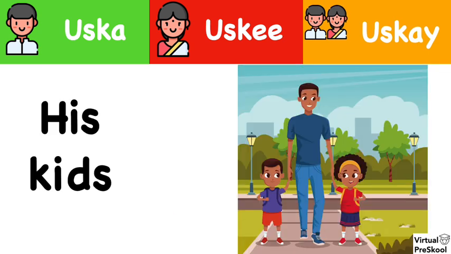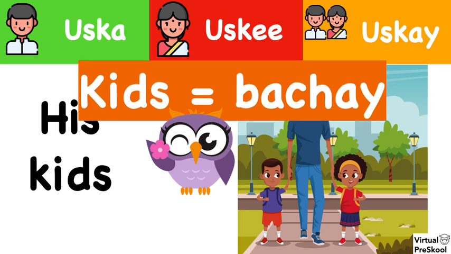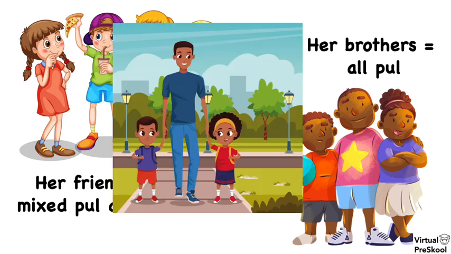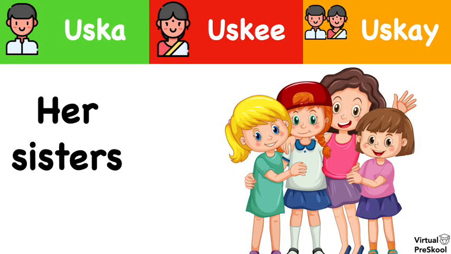All right. His kids. So kids are bacche. Kids are bacche. Is that plural or stri? Well, one single child is baccha. So this one should be obvious that it's a plural noun. Therefore, his kids would be uske. All right. So remember our rules. We use uske when the objects are a mix of plural and stri. And isn't this one a mix? He has one boy and one girl? Yeah. So it would be uske.